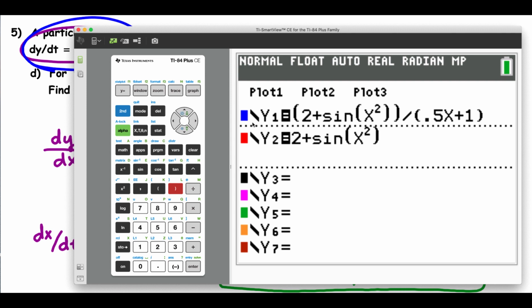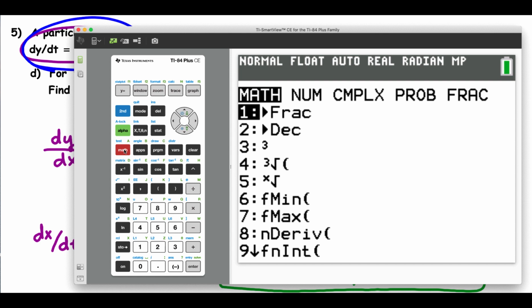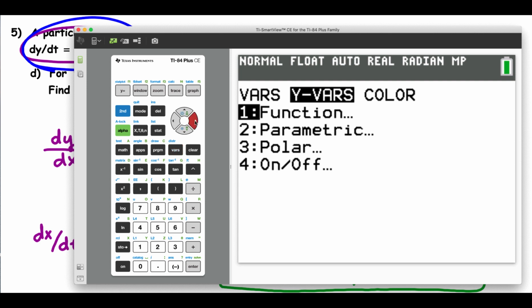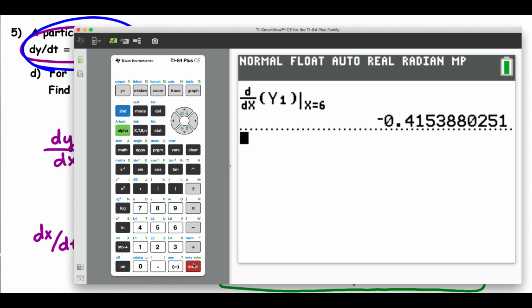So here's how we're going to do this. Let me get out of graphing mode, onto the main screen. Math 8, nDeriv, numerical derivative. I'll take the derivative with respect to x, which x is serving as t here. Let's do y1. So Vars, Y-Vars, y1. That's the dx/dt, you may remember. We're going to evaluate it at x equals 6. That's negative 0.415, and that's not going to round. Okay, so that's the first part of our acceleration vector.